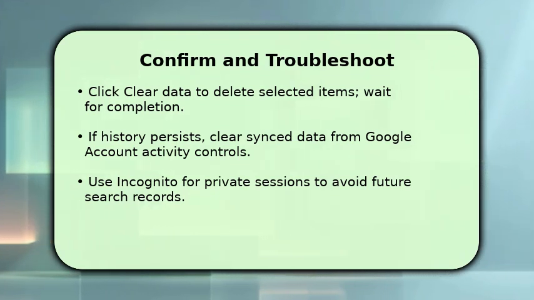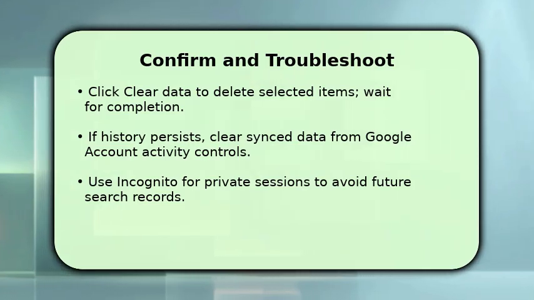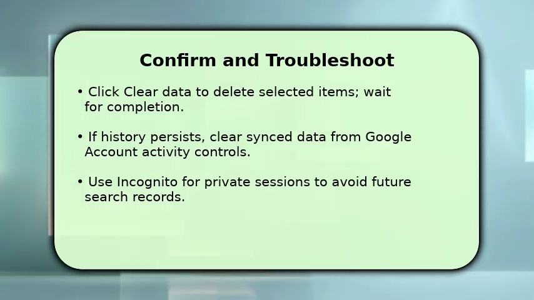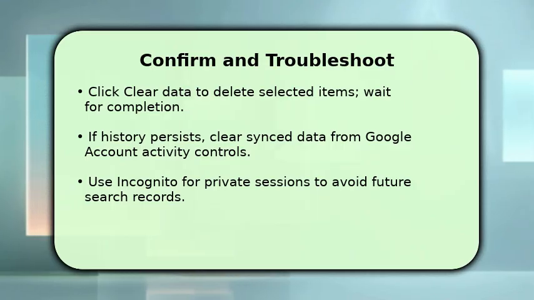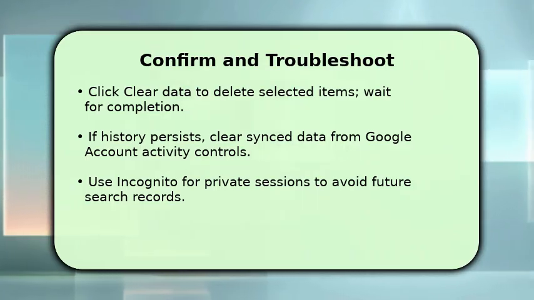That removes the search entries you selected. If you still see history, make sure Chrome Sync didn't restore items. Go to your Google account, open Data and Privacy and Clear Web and App Activity or pause sync. If issues continue, restart Chrome or sign out and back in to force sync.